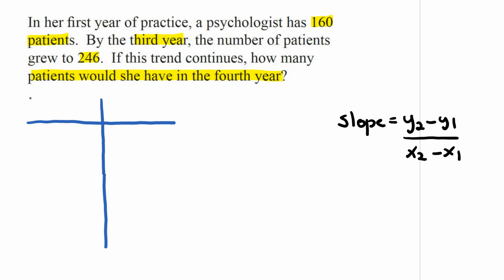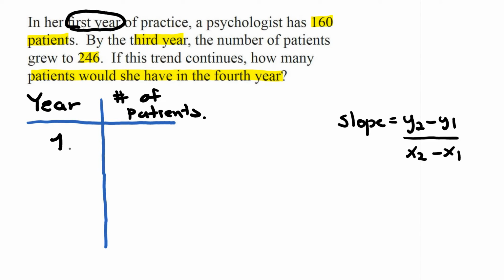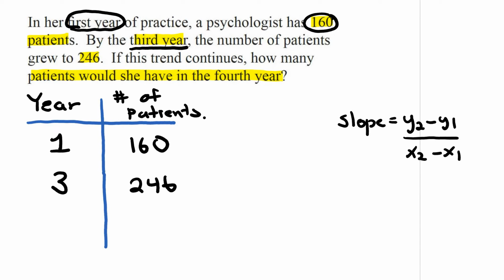Let's label the x-axis as the year. Usually time is going to be on your x-axis, and then on the y-axis we'll have the number of patients. Let's reread the problem. In her first year, in year number 1, there are 160 patients. By the third year, the number of patients has increased to 246 patients. The question is, how many patients are there in the 4th year?